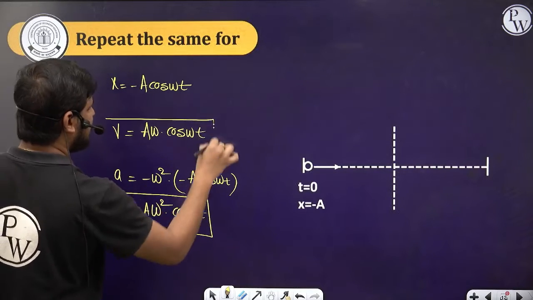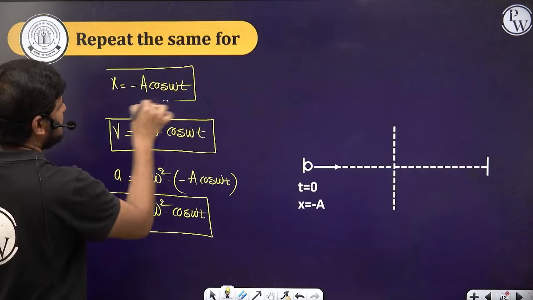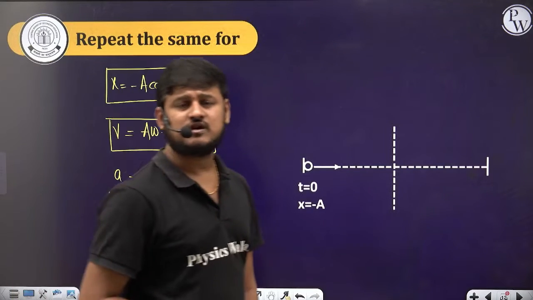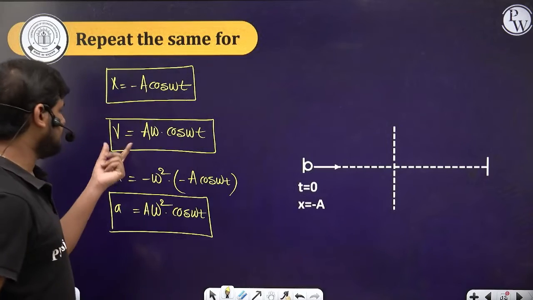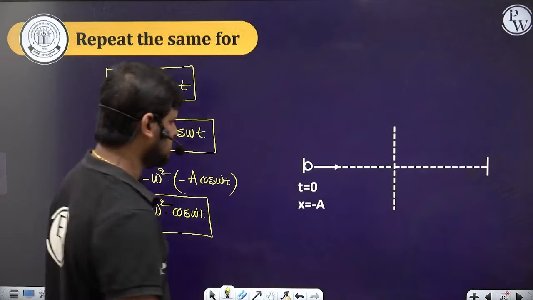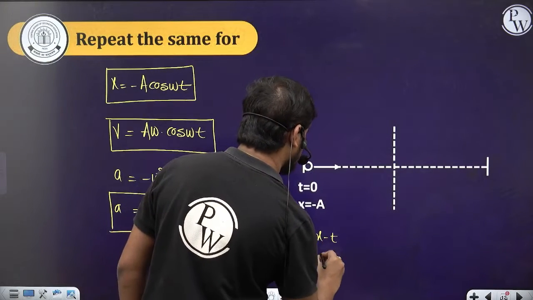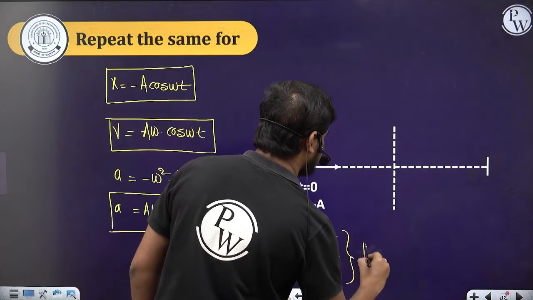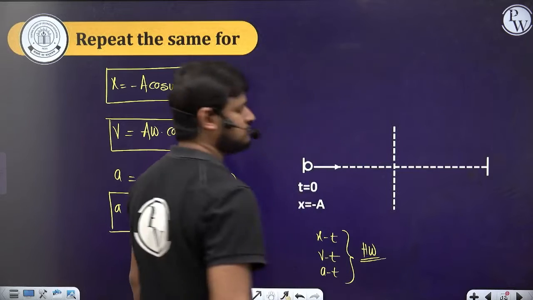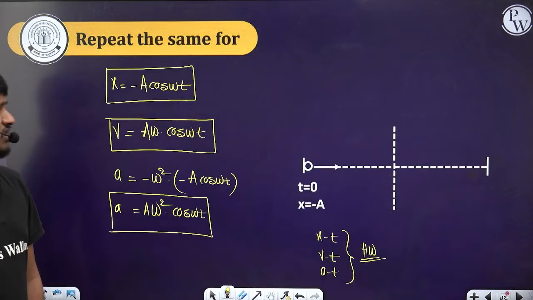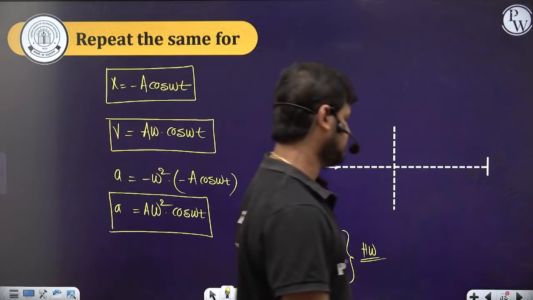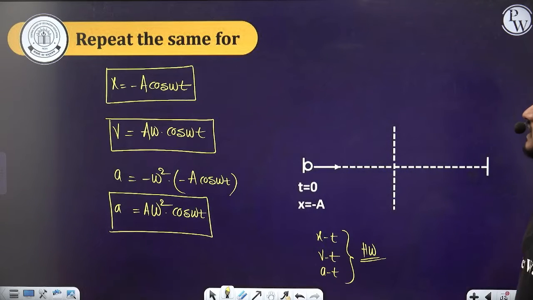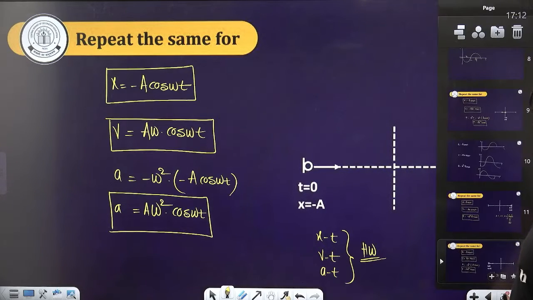So this is the velocity, and this is the displacement. Similarly you can draw the x versus t, v versus t, a versus t curves. So take it as a homework. Done. Clear, everyone? Done. So hope you understood the cases.